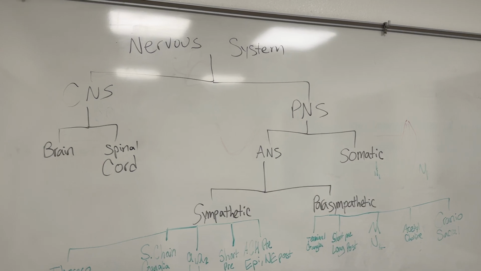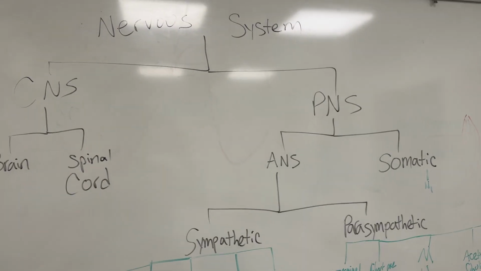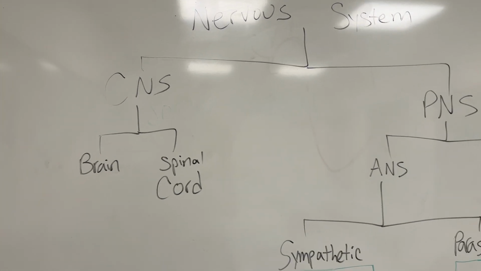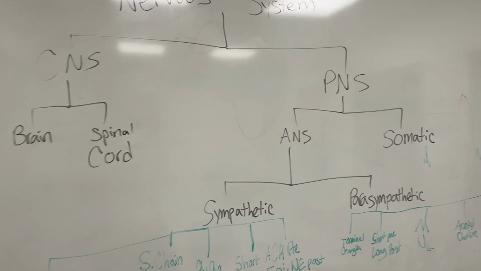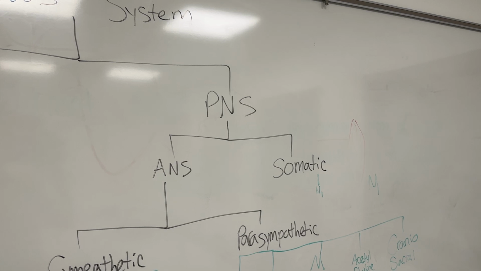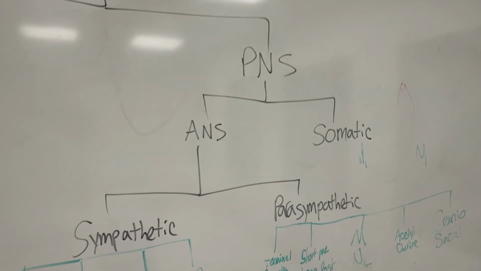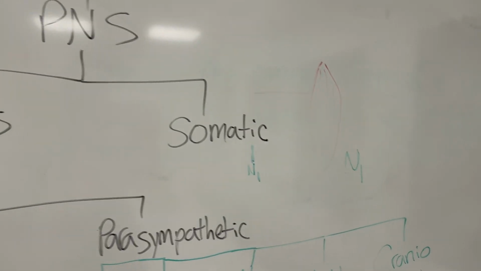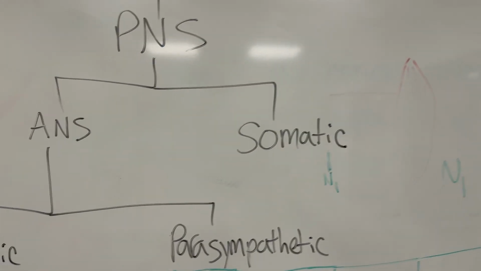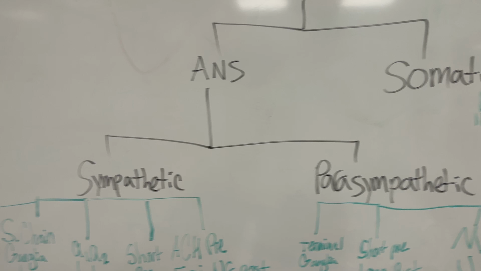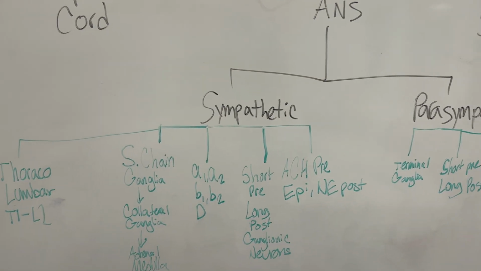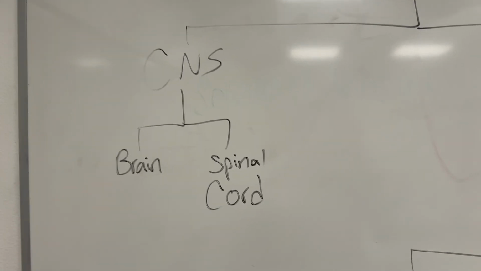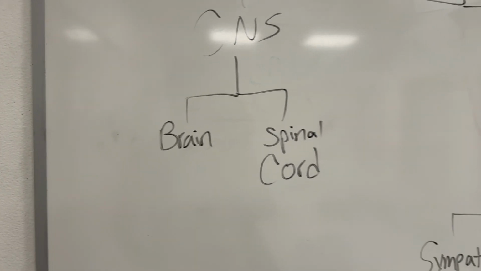So we got the nervous system here. The nervous system can be split into a couple of segments. We got the CNS, central nervous system, which consists of the brain and the spinal cord. And then there's the PNS, peripheral nervous system, which is comprised of the ANS, the autonomic nervous system, and the somatic nervous system there. So then the ANS can be broken down into the sympathetic nervous system and the parasympathetic nervous system. The CNS can be broken down into the brain and the spinal cord there.